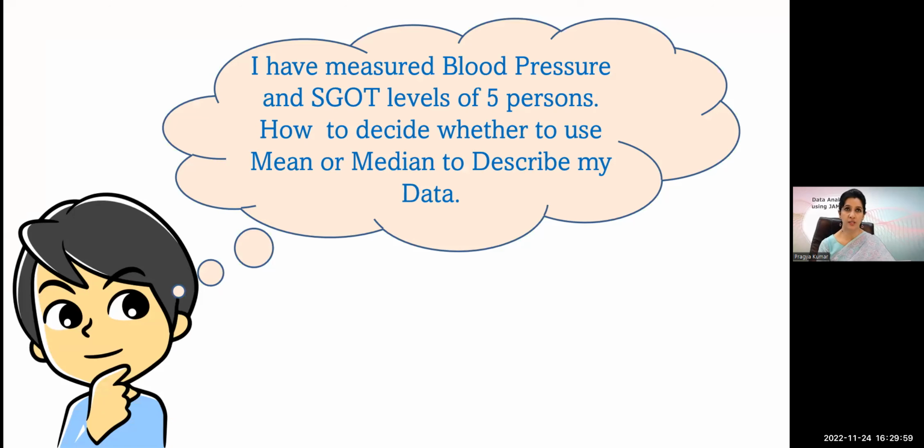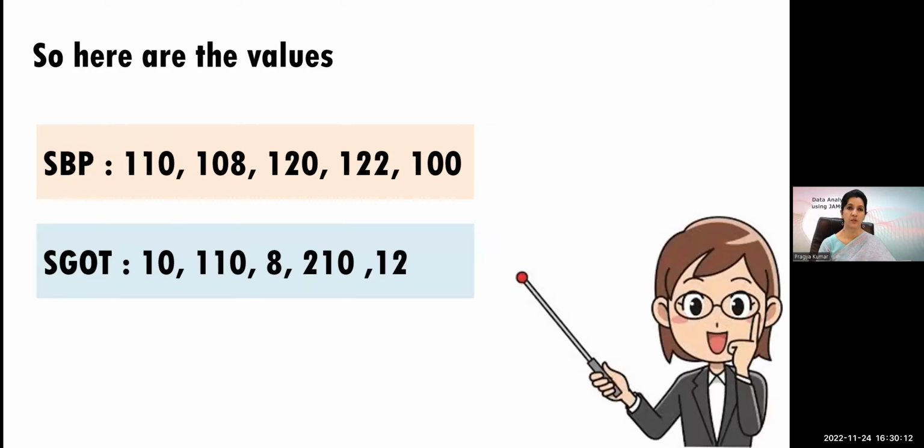Say you have measured the blood pressure of 5 individuals and also the SGOT of the 5 individuals. How do you decide whether you should report mean or median, or how to describe your data? This is the 5-person data set. The blood pressure measurements are 110, 108, 120, 122 and 100. SGOT levels are 10, 110, 8, 210 and 12. So what is your interpretation? Please write in the chat box. Just by seeing the data set, can you say which seems to be normally distributed and which seems to be skewed in distribution?